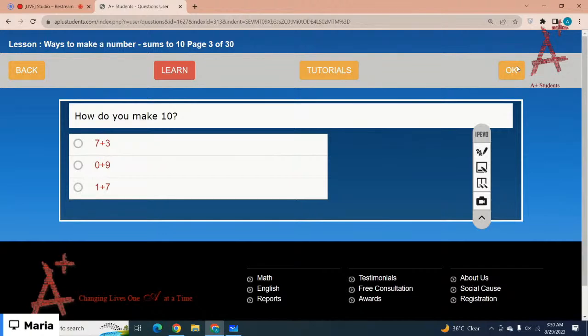The correct option is option number 1. 7 plus 3 makes 10. So the correct option is option number 1.